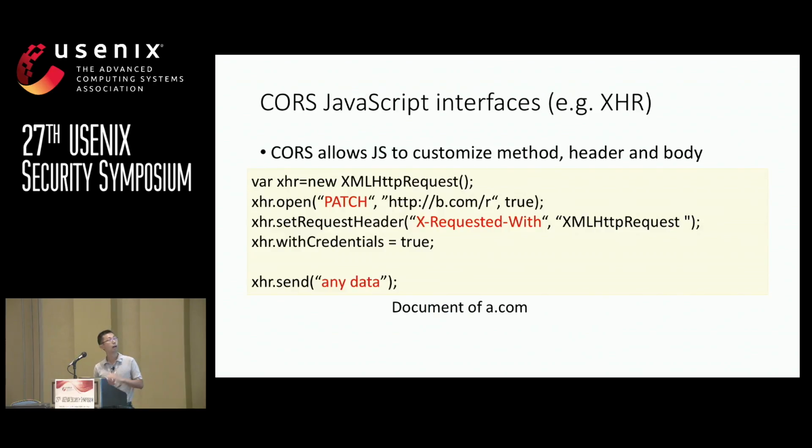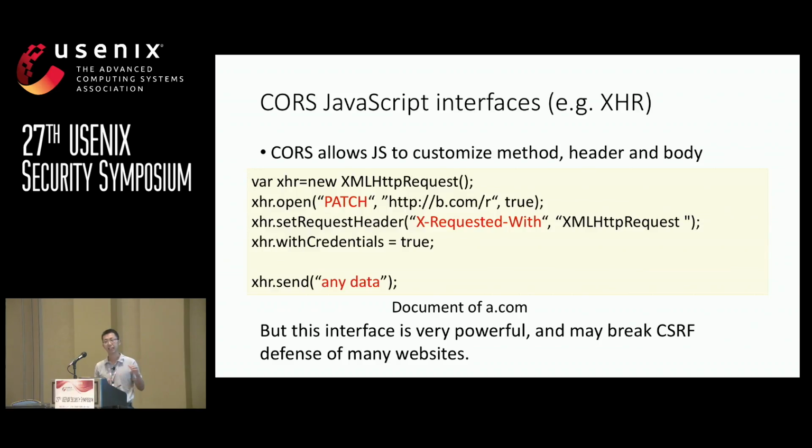Here's an example of the CORS JavaScript interface. We can see that the CORS interface allows JavaScript to modify request method, headers, and bodies. This interface is very powerful and may break the CSRF defense of many websites, because many websites use custom headers to defend against CSRF attacks.